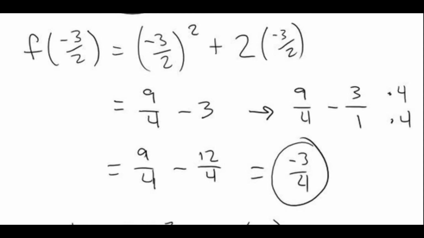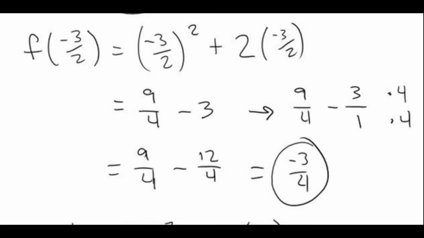Well, to do that in your head, you have to make 3 a fraction and then make common denominators. So that's kind of how I showed my work here. I multiplied the top and bottom by 4 to match the 4 on the bottom of the 9/4. And then do 9 minus 12 is negative 3, and then 4 stays the same, so you get negative 3/4.